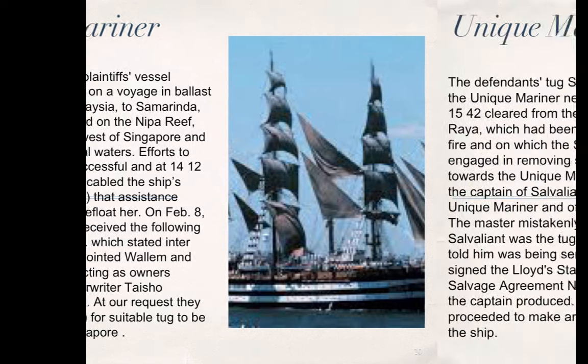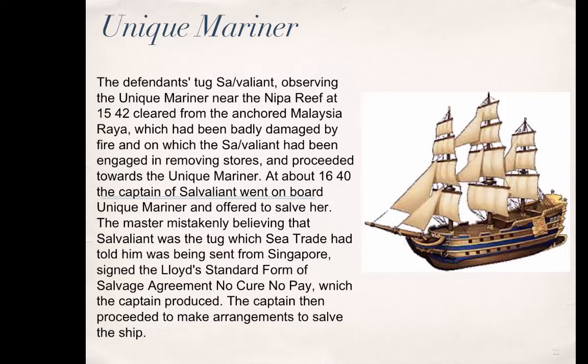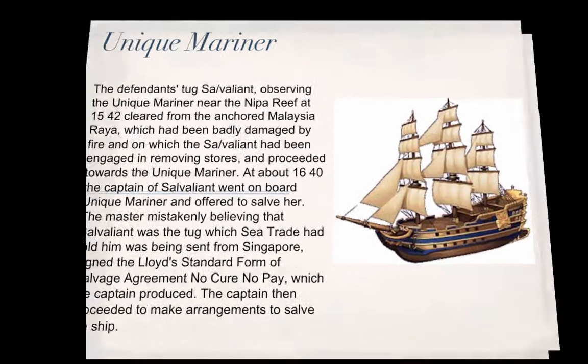So what happened then? The defendant's tug, South Valiant, observed Unique Mariner near the Nipa Reef. Actually, this South Valiant is not the tug being deployed by the ship manager's agent. Okay, so this is actually a busybody tug who came by and saw the Unique Mariner is in trouble, and South Valiant offered to help. The master, by mistake, thinking that the South Valiant was the rescue tug sent by her manager, therefore engaged South Valiant and signed the Lloyd's open form. Okay, so that's a mistake made.